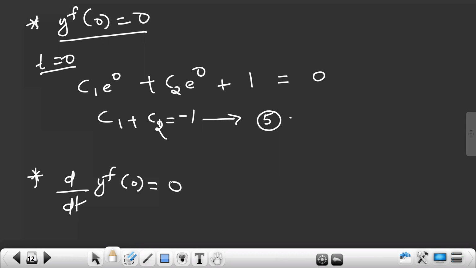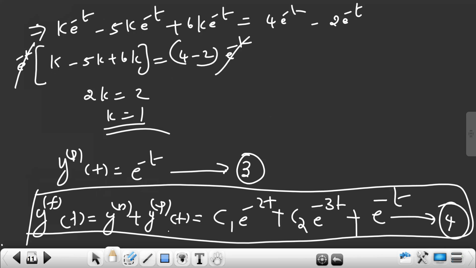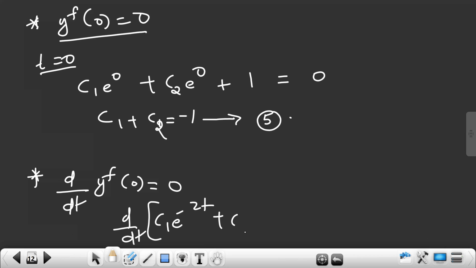What you have to do, you have to take the derivative of equation number 4. So d by dt of what is your equation number 4? Equation number 4 was C1 e to the power minus 2t plus C2 e to the power minus 3t plus e to the power minus t. So all of you take the differentiation and then you apply the initial condition and equate to 0.